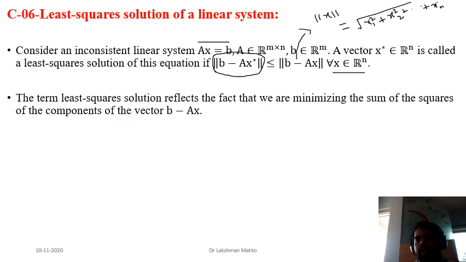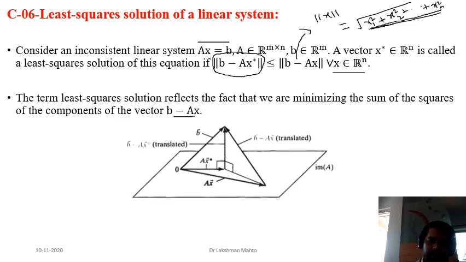And what you observe is that whether you optimize the argument inside the square root, or whether you optimize the square root of this one, it won't affect the optimal solution. The optimal solution would be the same. That's why we just go and optimize this argument only, and that's why it is talking about minimizing the sum of the squares of the components of the vector b minus Ax.